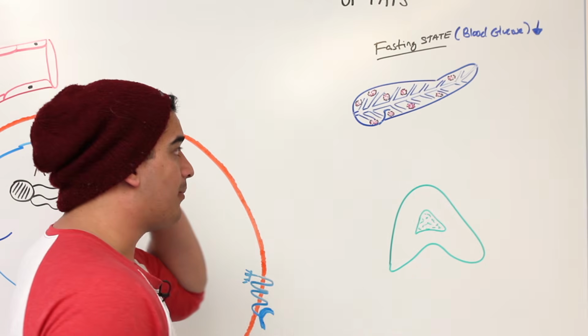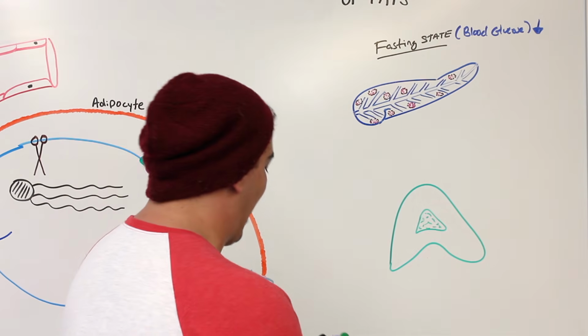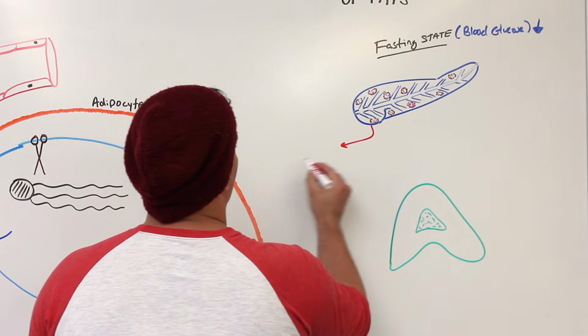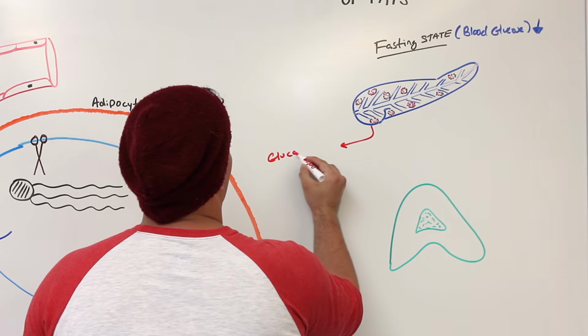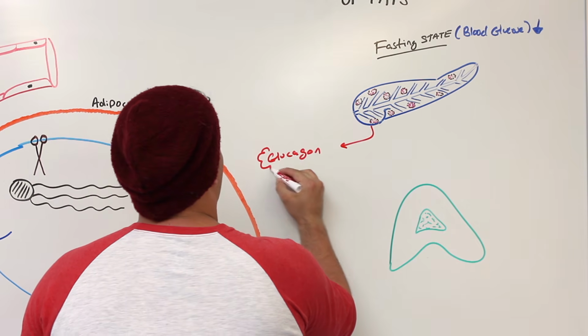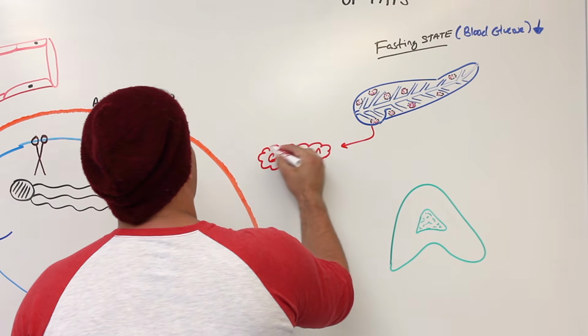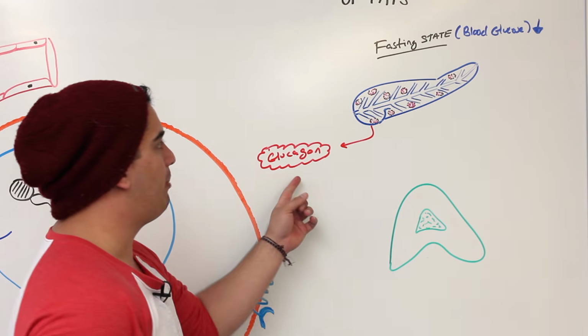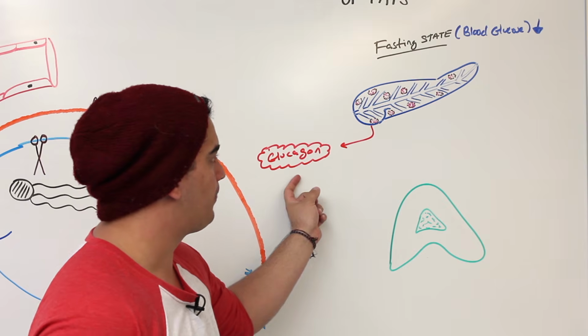Okay, so now, the pancreatic alpha cells will release a hormone referred to as glucagon. So one hormone that we're going to release, this is going to be a very significant one, is glucagon. And this is going to be triggered based upon low blood glucose levels.